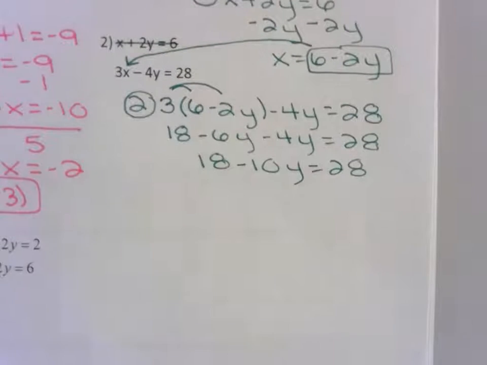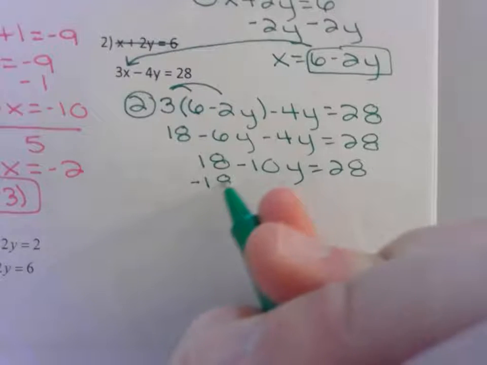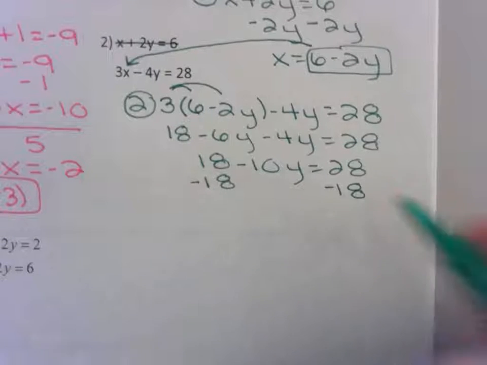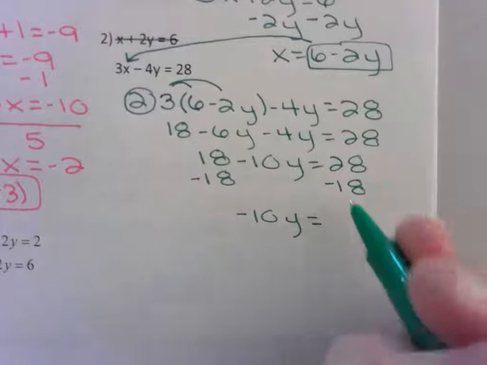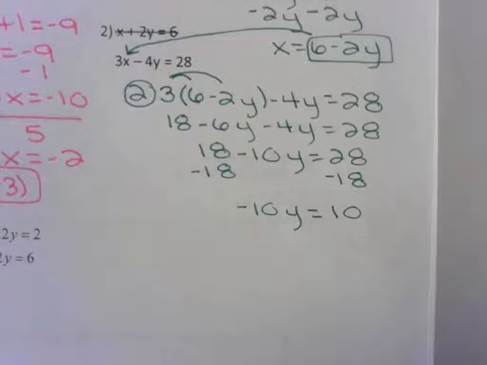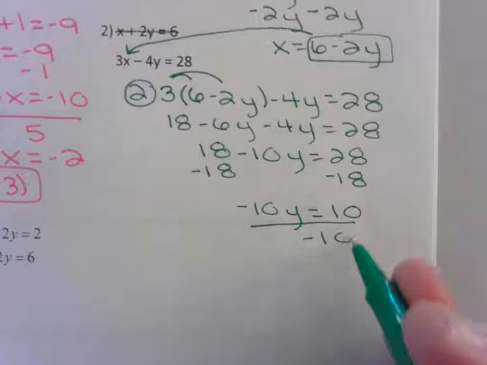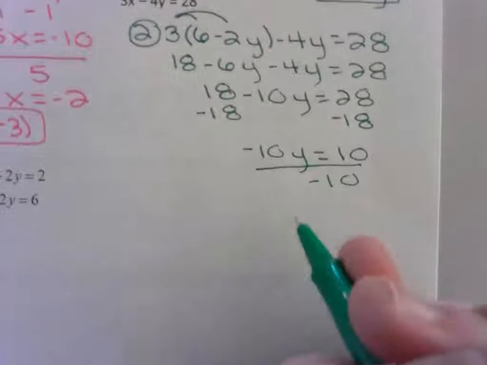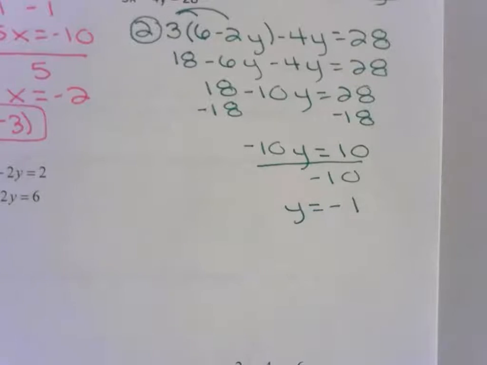And like I said, after each step, your equation should look easier and easier. Next thing, to solve for y, subtract 18. Good. So negative 10y equals, what's 28 minus 18? 10. Divide by the negative 10 to get it out front of the y. Okay, y equals negative 1. 10 divided by negative 10, y equals negative 1.